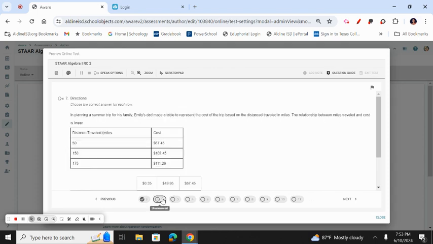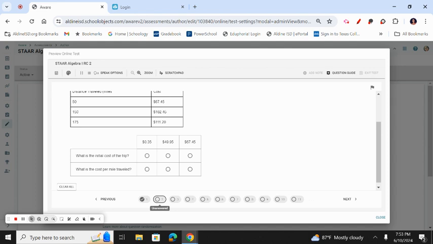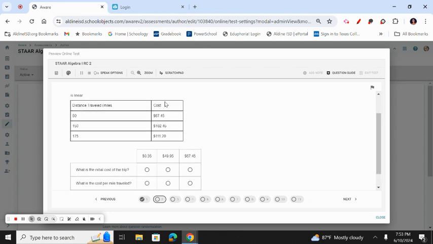Alright. In planning a summer trip for his family, Emily's dad made a table to represent the cost of the trip on the distance traveled in miles. The relationship between miles traveled and cost is linear. Alright, what is the initial cost? And then what is the cost per mile traveled? Well, we can figure out what the cost per mile is by doing slope.